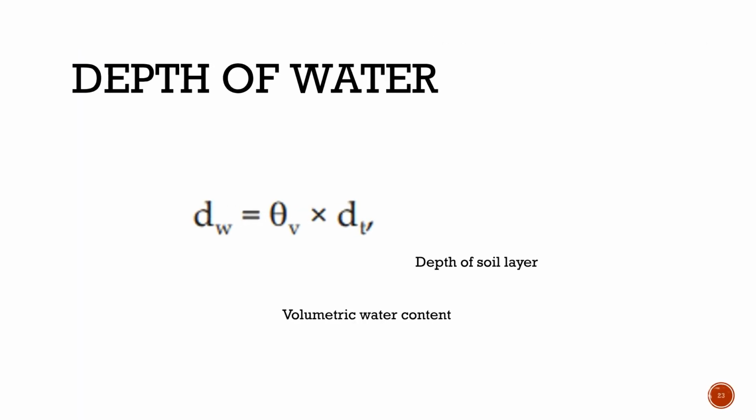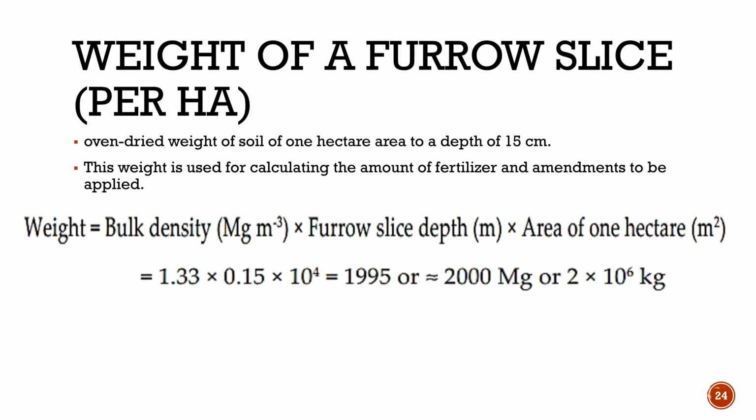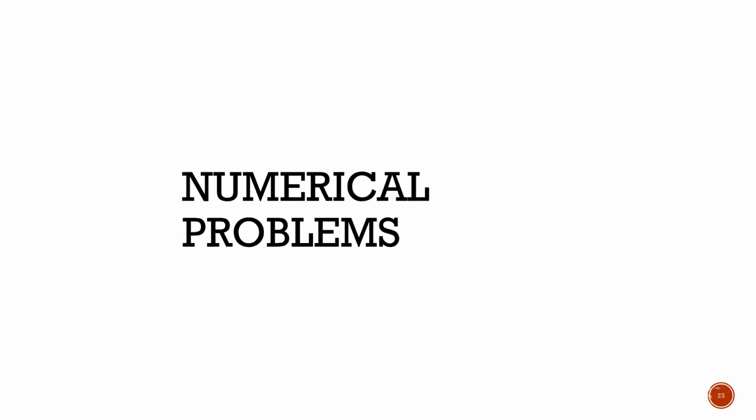The depth of water in a soil layer can be calculated using volumetric water content and the depth of the soil layer. The weight of a furrow slice refers to the oven-dried weight of soil for 1 hectare area to a depth of 15 centimeters. This weight is used for calculating the amount of fertilizer and amendments needed. We will now review some numerical problems related to these quantitative soil relationships.